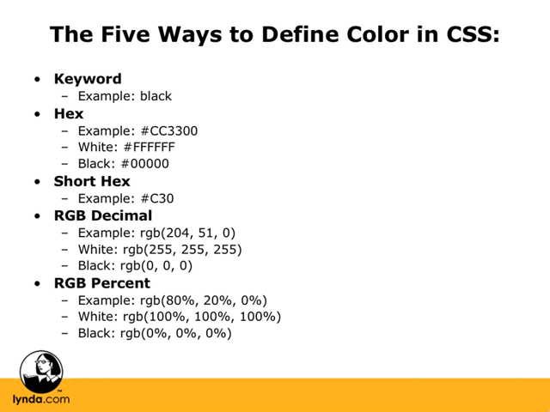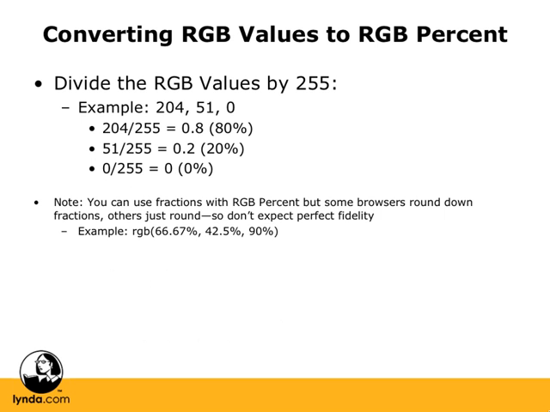And easier still is RGB percent, which is equivalent to our RGB 204, 51, 0 is an RGB of 80%, 20%, 0%. RGB percentages go in the range, as you might expect, 0% to 100%. White is all 100%. Black is 0%, as we can see here. So how to get from RGB decimal to RGB percentage is to divide each of the decimal values by 255. So our 204, 51, 0: 204 divided by 255 is 0.8, which is 80%. 51 divided by 255 is 0.2, that's 20%. And 0 divided by 255, of course, is 0, or 0%.